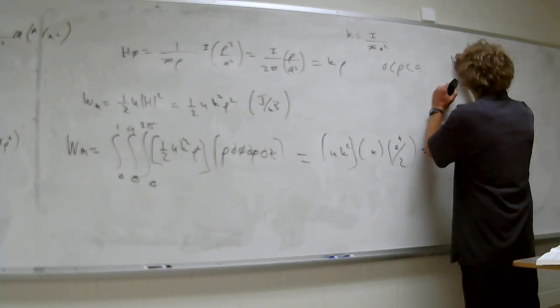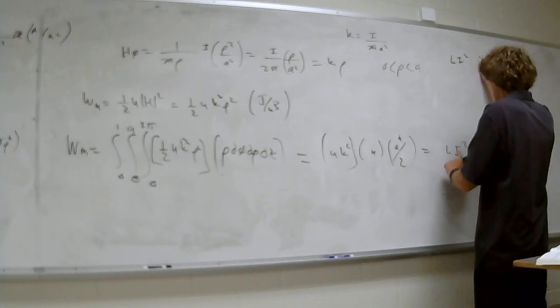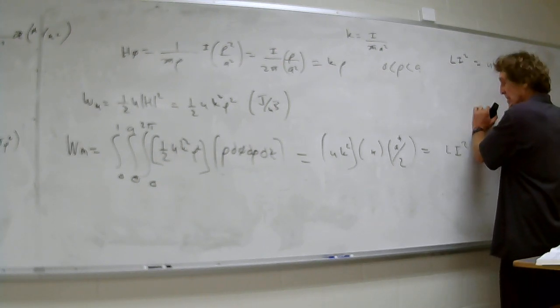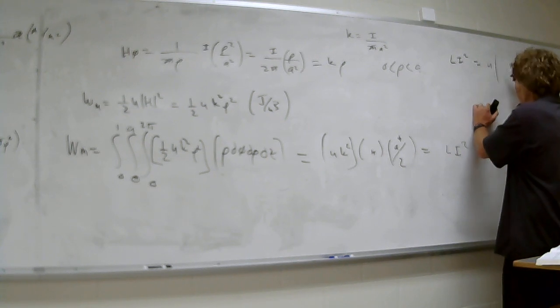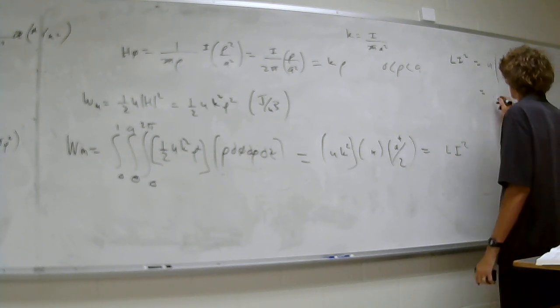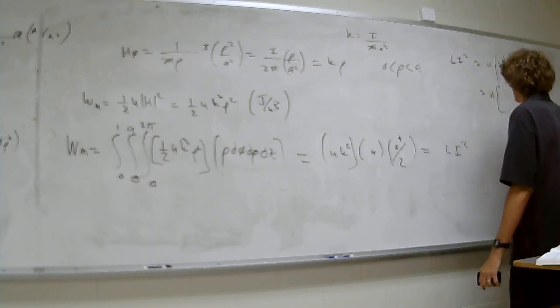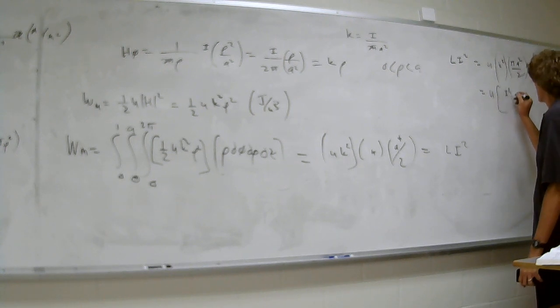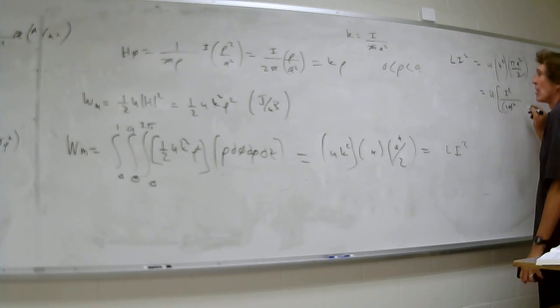I have Li squared is equal to, and here I have mu, k squared, and pi a squared over 2. Now, I'm going to leave it as mu, but now I'm going to replace k. That's k. If I square it, I get I squared over 2 pi squared over a to the 4th, right?